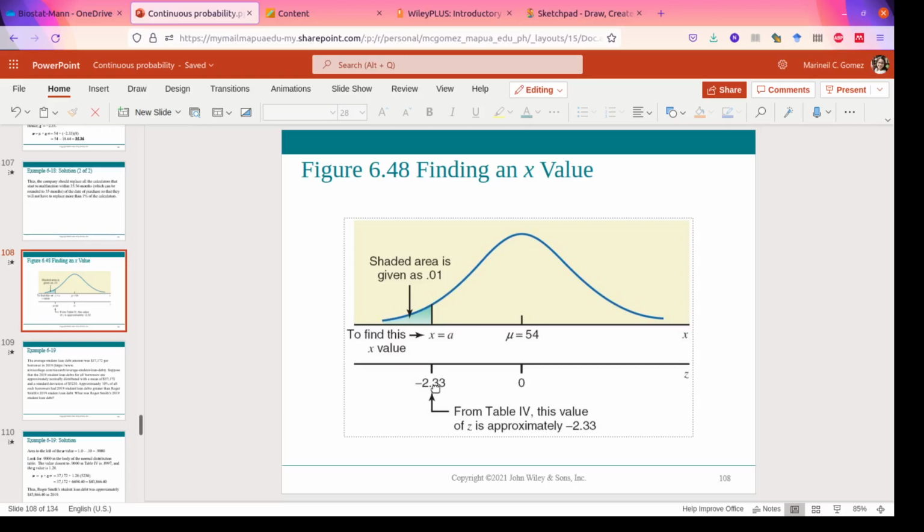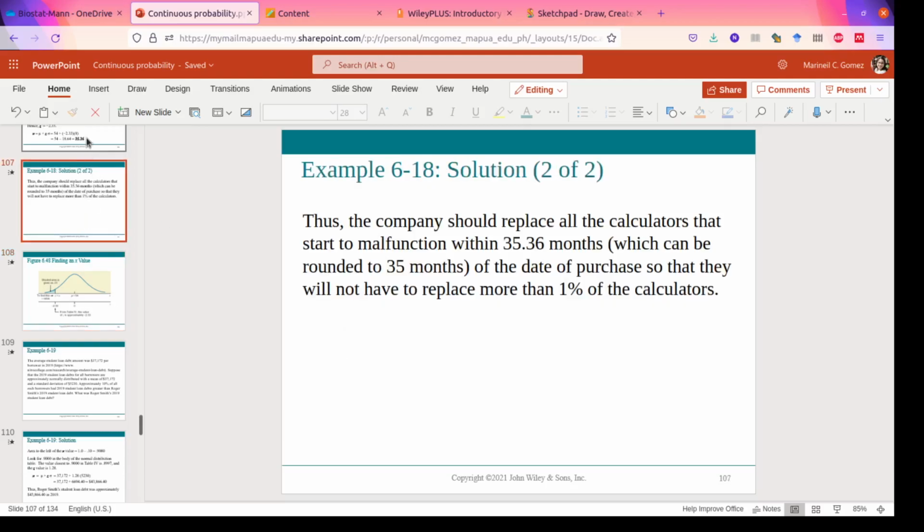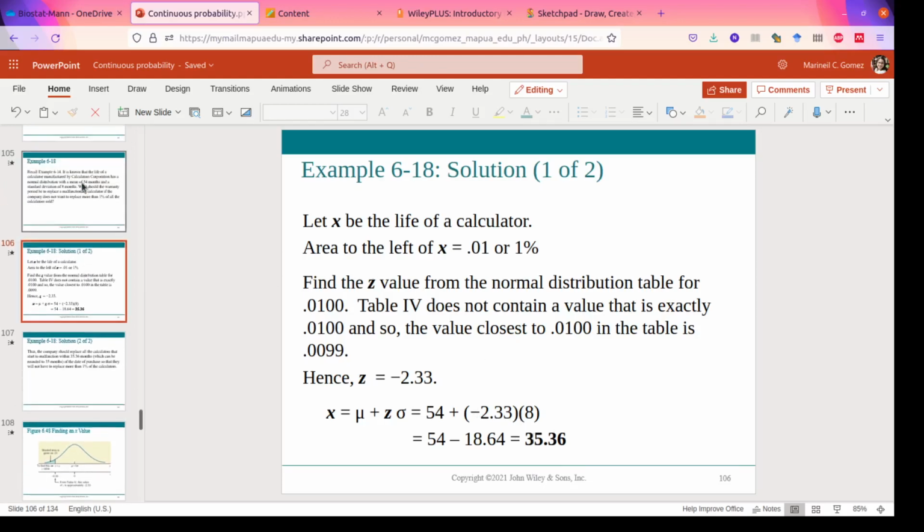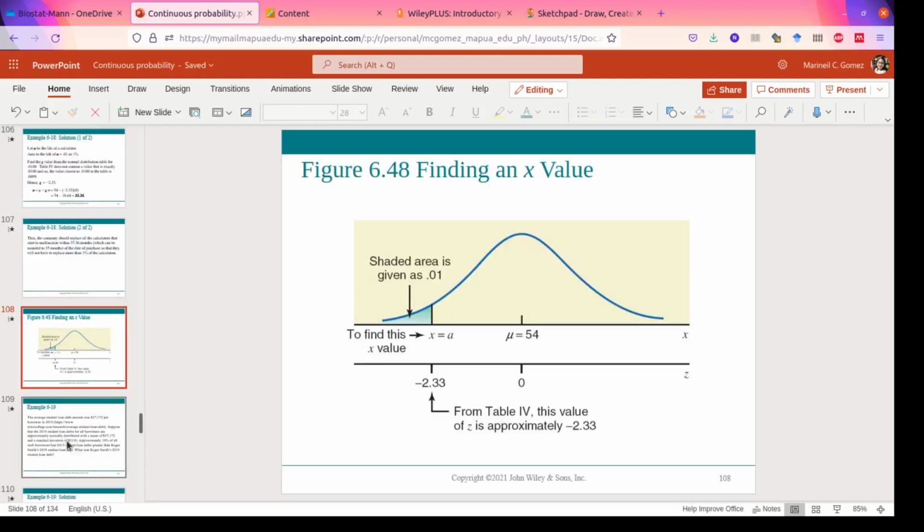So we have negative 2.33. This is the z value that gives us a shaded region of 0.01 to the left of the curve. To get the x counterpart, we just apply the equation. You will get 35.36, or rather 35. So this is 35 months, since our unit is in months. So the warranty is 35 months.